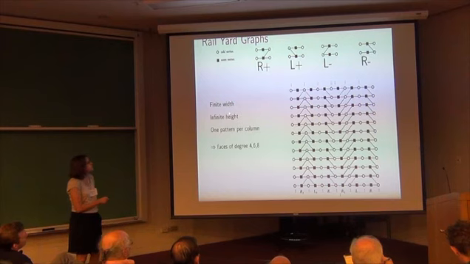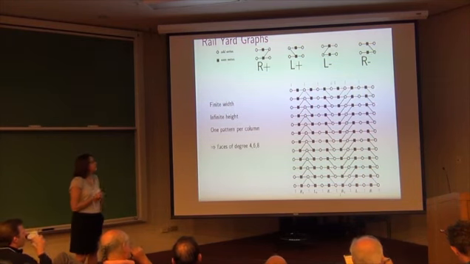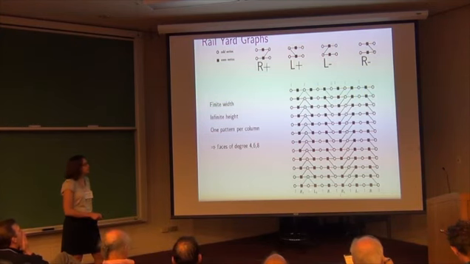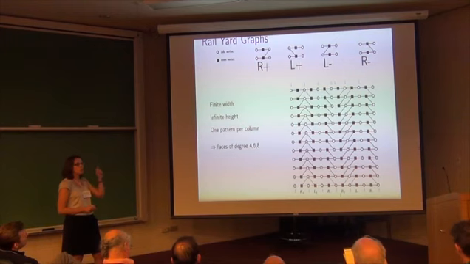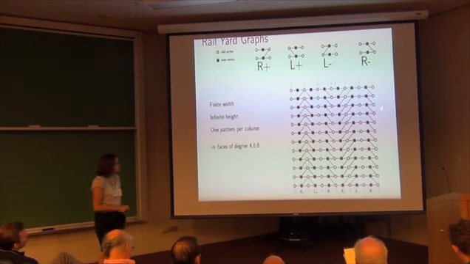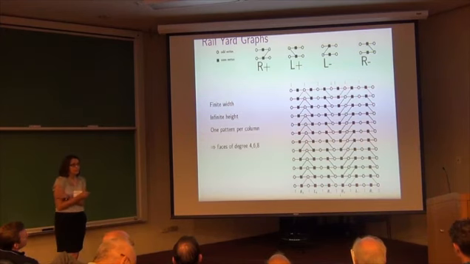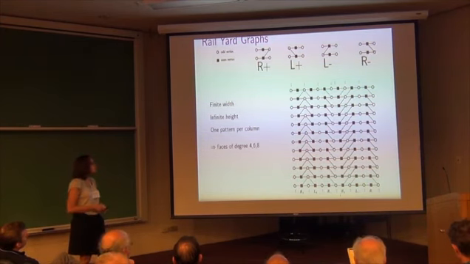So I'm going to fix the width of my graph, but those graphs are going to be infinite in height. And they're such that there's exactly one pattern in each column. So that's a column of type R plus, a column of type L plus, R minus, R plus, L minus, and R minus. And they go infinitely on both sides.